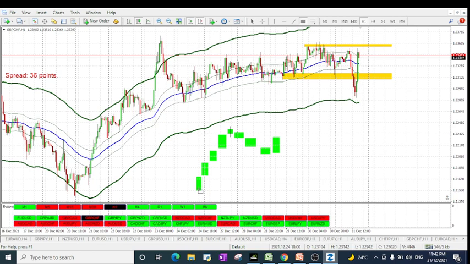So this is a simple pullback. Price goes up, forms a clean flag, then continues to go back up. And of course, ideally, the second leg will be a strong push with momentum. So this is what a simple pullback looks like.